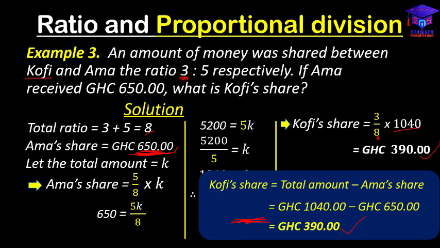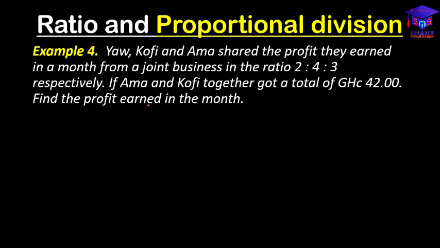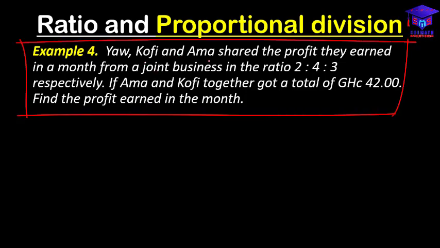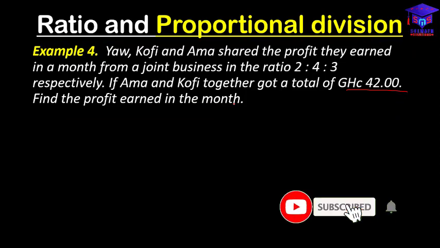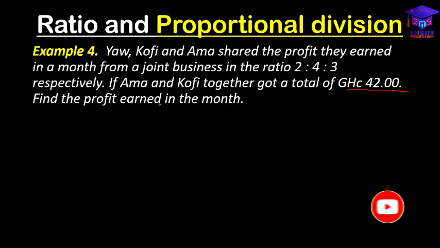Now let's take another example. Example 4. Yao, Kofi and Ama shared the profit they earned in a month from a joint business in a ratio 2:4:3 respectively. Now if Ama and Kofi together got a total of 42 Ghana cedis, find the profit earned in a month. Good. So that's another good question. In fact, this is a typical NTC question. And the question wants us to find the total profit that they made at the end of the month.